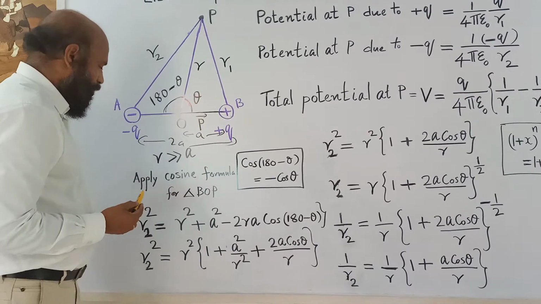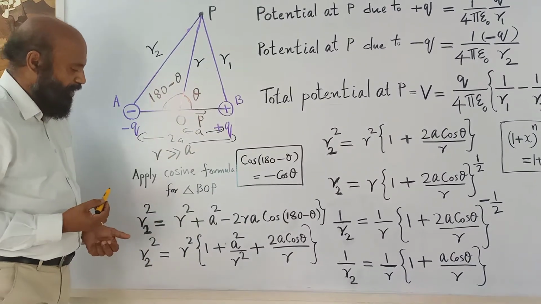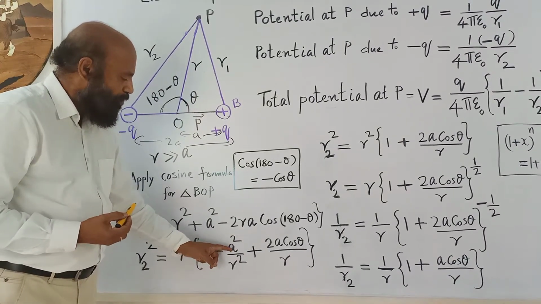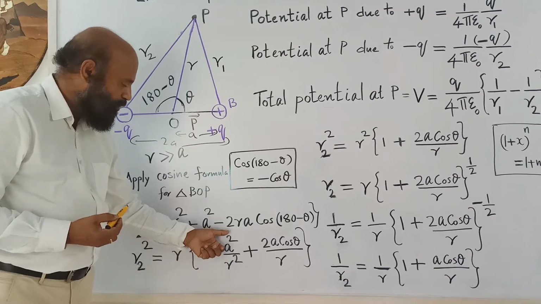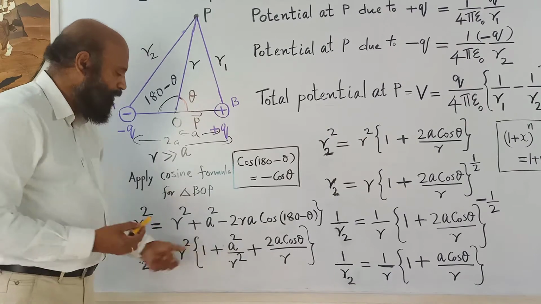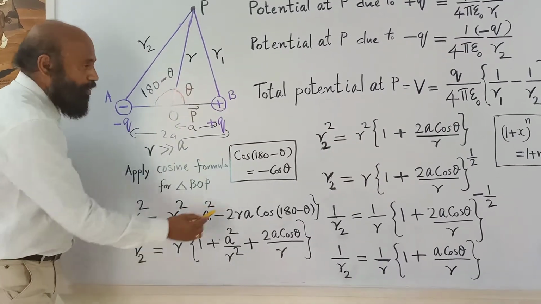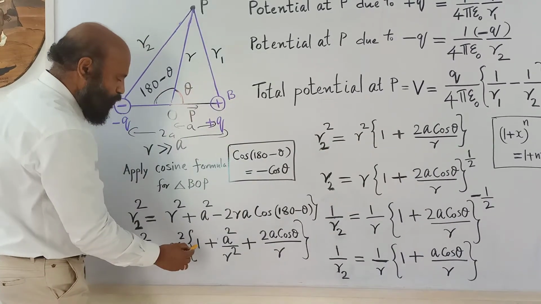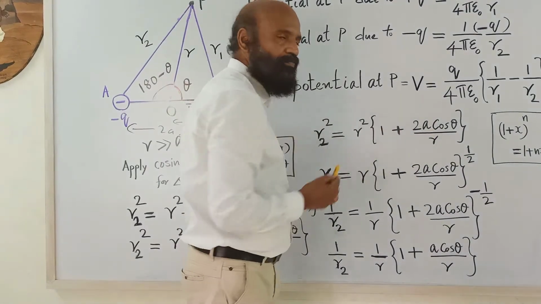Now here R is very much greater than A. So this term can be neglected, because when we divide by a very big number, this is going to be very small. So negligible. So after neglecting this term, R2 square is equal to R square into 1 plus 2A cos theta by R.